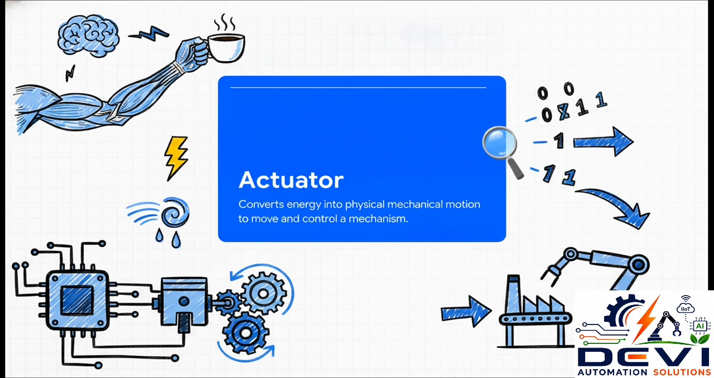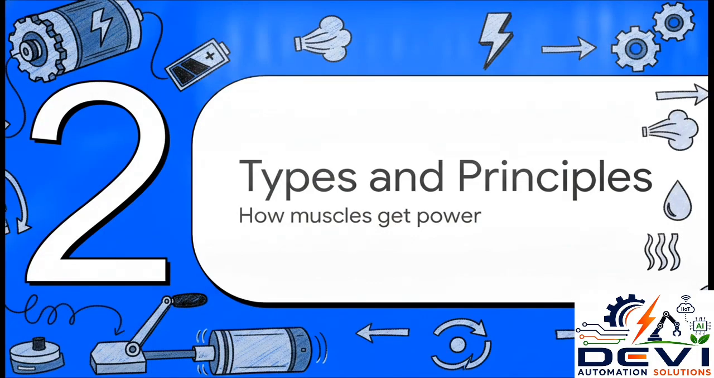Think of it like your own body. When you want to pick up your coffee mug, your brain sends an electrical signal, but it's your muscles that consume energy to physically contract and lift that mug. It's the exact same thing on a factory floor. A control system sends a signal and the actuator consumes some form of energy. Maybe it's electricity, maybe compressed air or pressurized fluid, and it creates that physical movement. It's literally the bridge between digital commands and physical reality. All right, let's move on and see how these different muscles get their power.